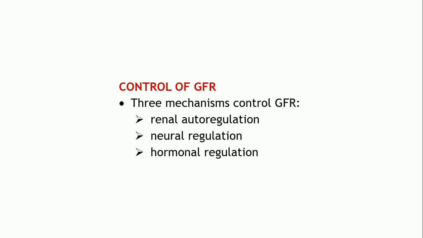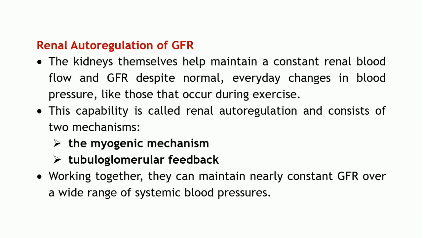So there are three main mechanisms which can control the GFR: renal autoregulation, neural regulation and hormonal regulation. The first one is the renal autoregulation of the GFR. So let's talk about the renal autoregulation. Autoregulation means the kidney itself is adjusting the GFR.